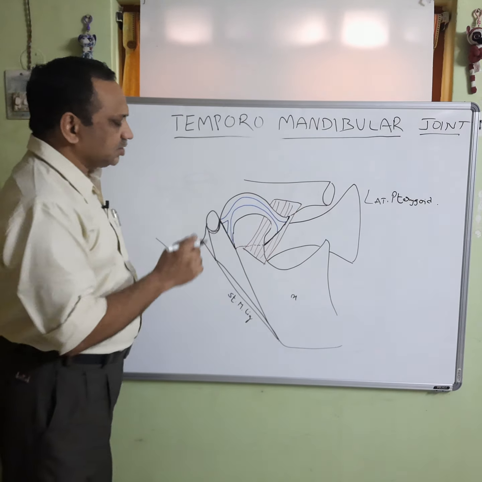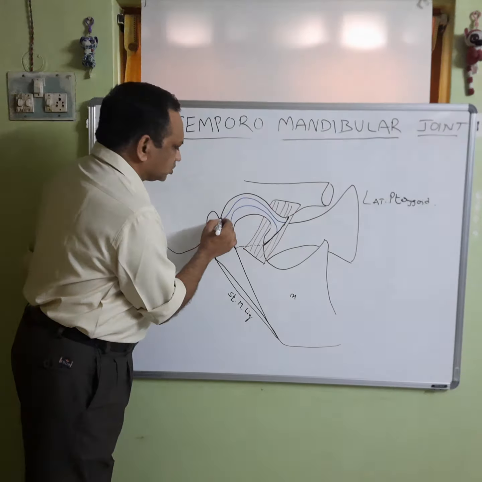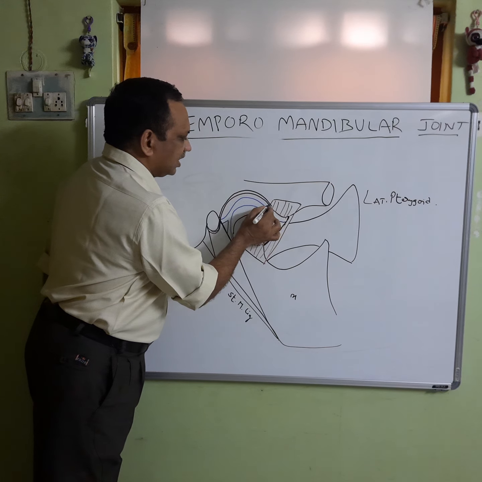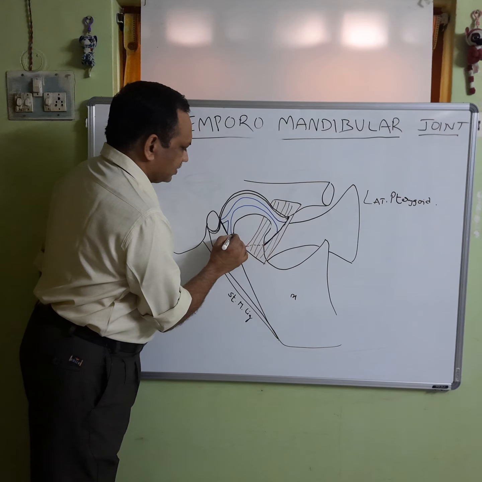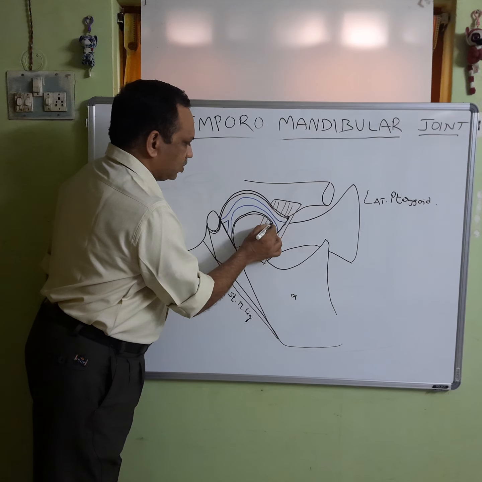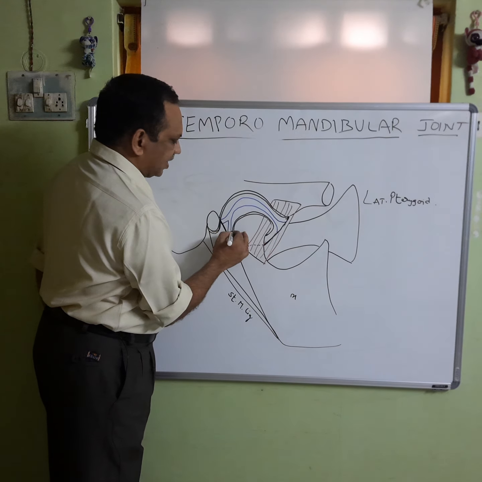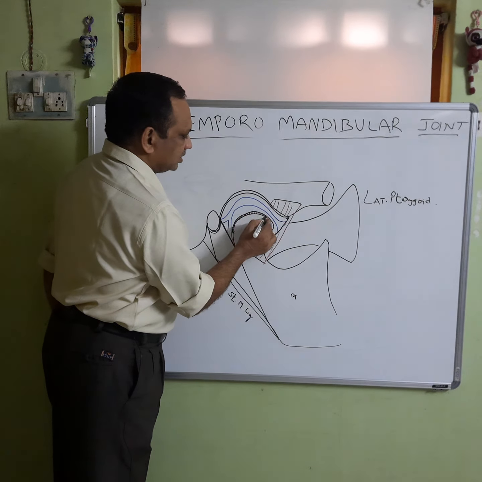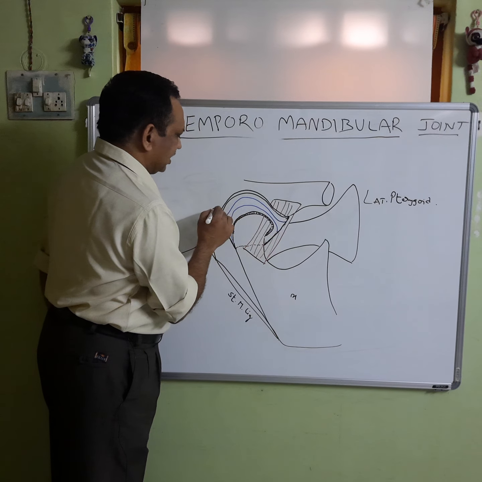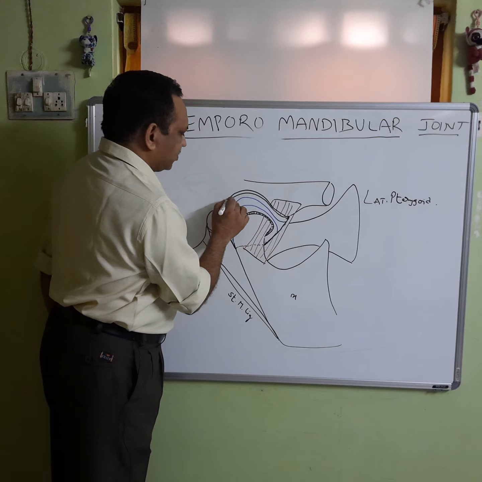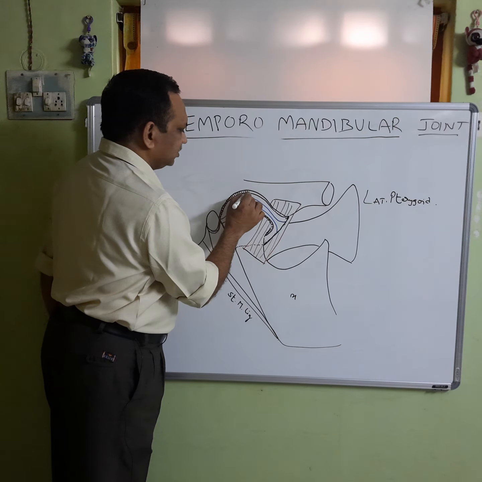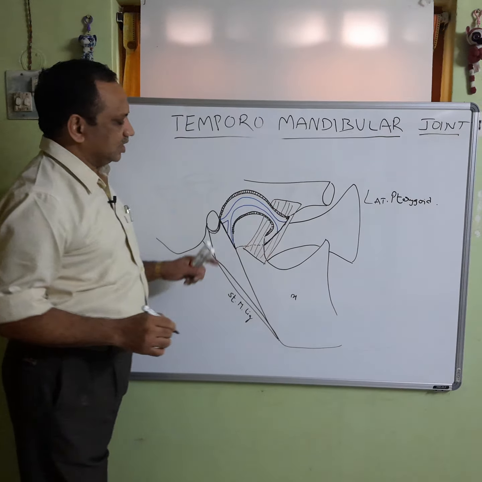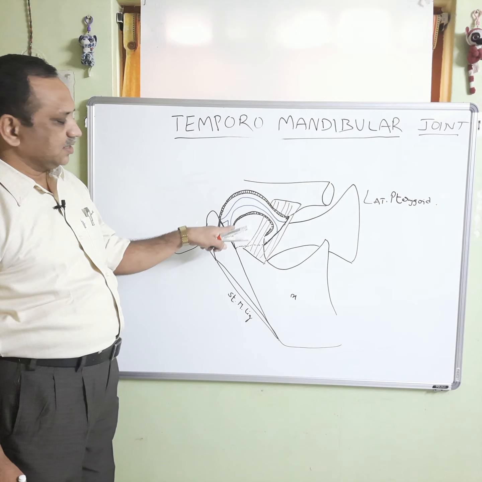And the joint surfaces of both bones, that means the upper mandibular fossa and the condylar head, they both are covered by means of fibrocartilage. A synovial joint should have hyaline cartilage, but here the hyaline cartilage is not there. The fibrocartilage is present because these bones are developed with intramembranous ossification. So that's why they are covered with fibrous cartilage.